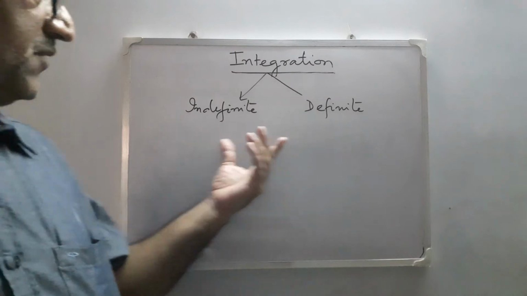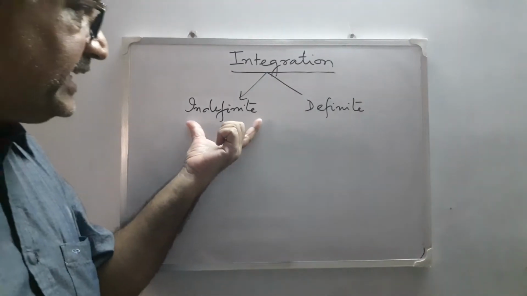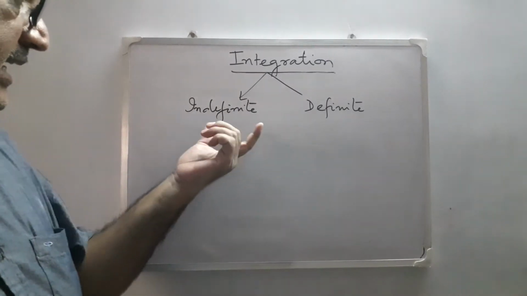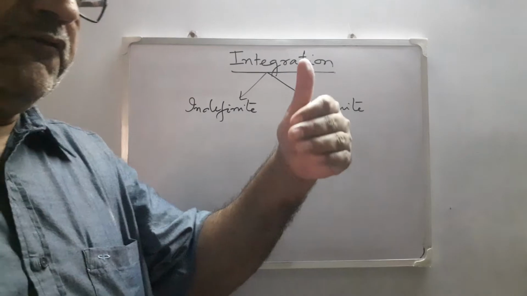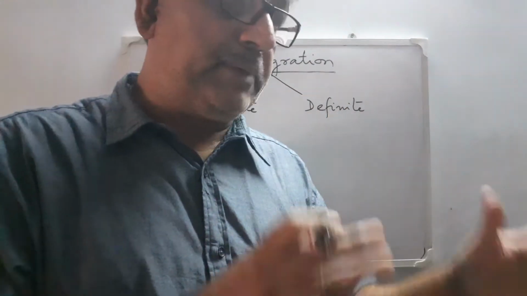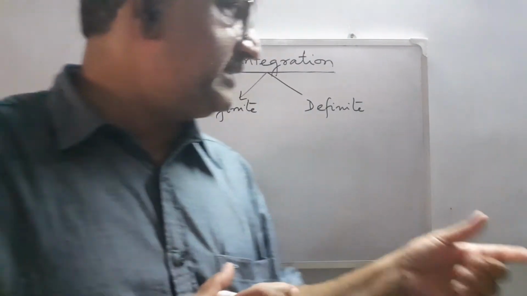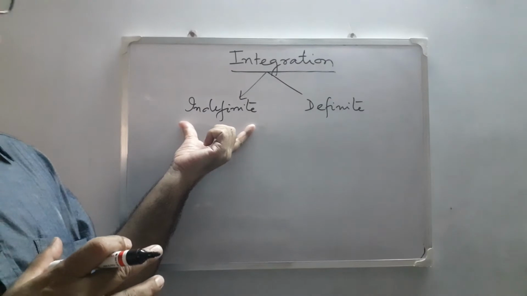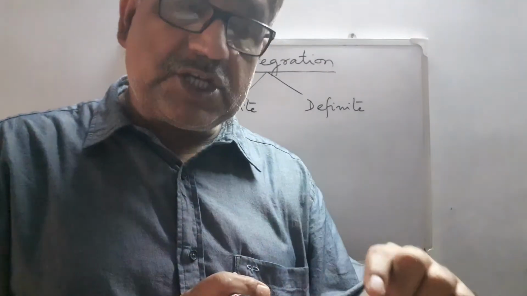What is the basic difference between these two? In indefinite integration, the limits of integration are not defined, that is, from where to where you have to add. You have to add some particular object, but from where to where is not defined in indefinite integration. But in definite integration, the range is provided to you.